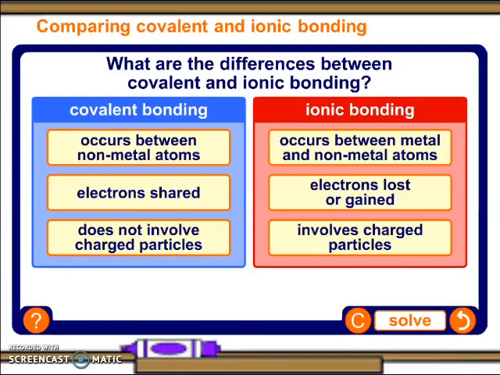Let's remember, what are the differences between covalent and ionic bonding? Covalent bonding occurs between nonmetal atoms. Electrons are shared and it does not involve charged particles. Ionic bonding occurs between metal and nonmetal atoms. Electrons are lost or gained and it involves charged particles.